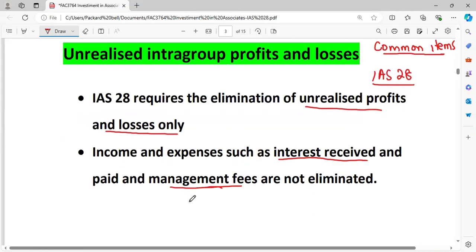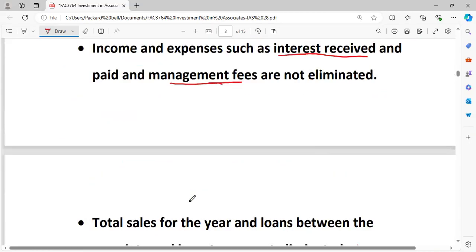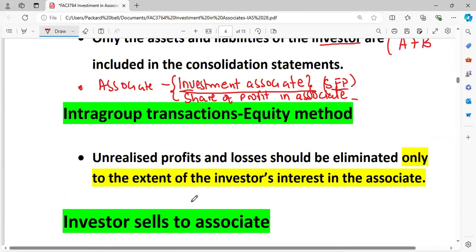So that's basically the difference between IAS 28 and International Financial Reporting Standard 10. Right, we already talked about unrealized profits and losses. They should be eliminated only to the extent of the investor's interest in the associate. You don't eliminate full amounts. You only look at the interest. What is the investor's interest in the associate? Then you eliminate those amounts based on that interest.